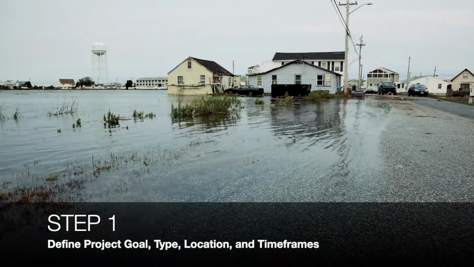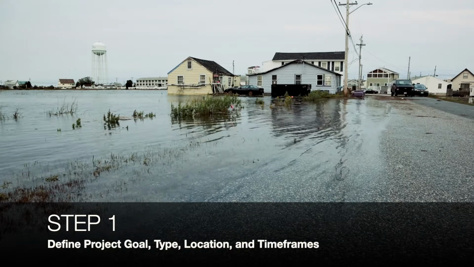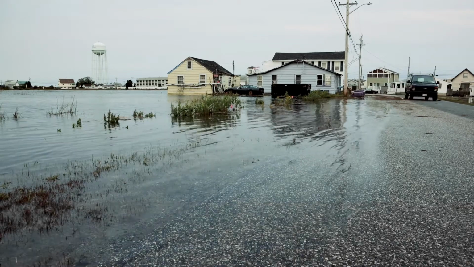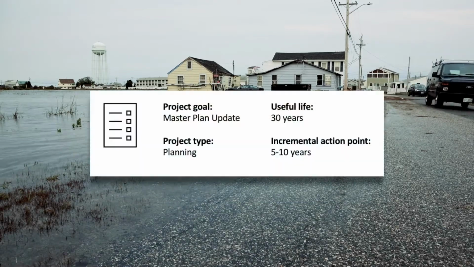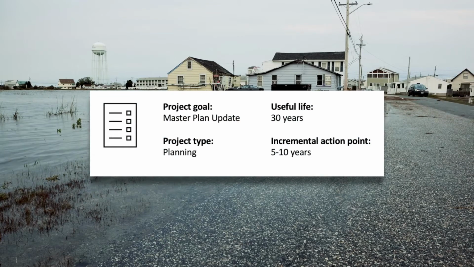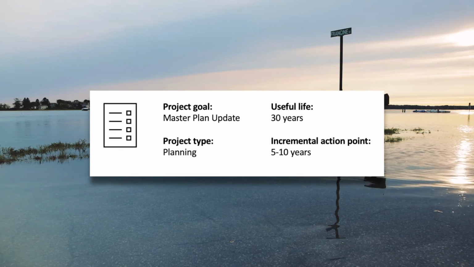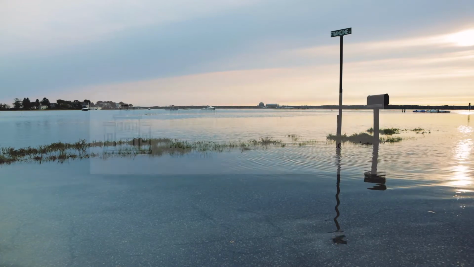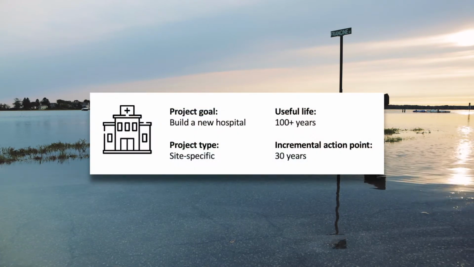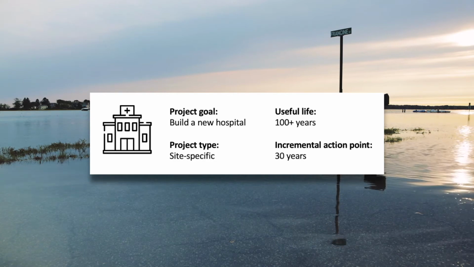First, identify the type of project and the time frame. For example, the planning horizon for a master plan update project might be 30 years, with incremental updates every 5 to 10 years. The useful life of a new hospital building might be over 100 years, assuming regular maintenance.